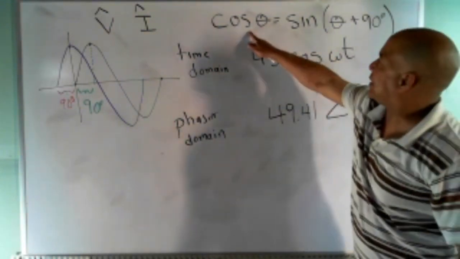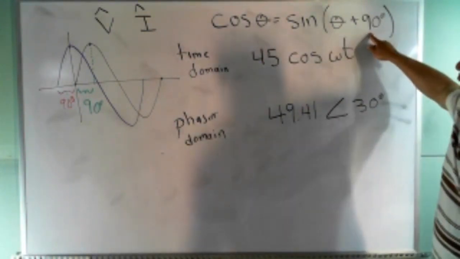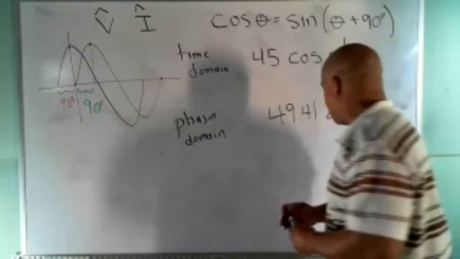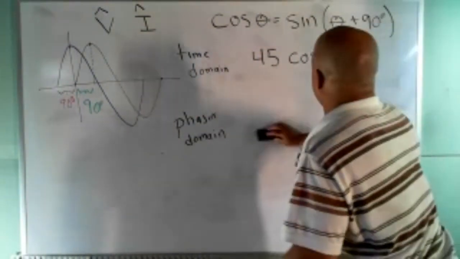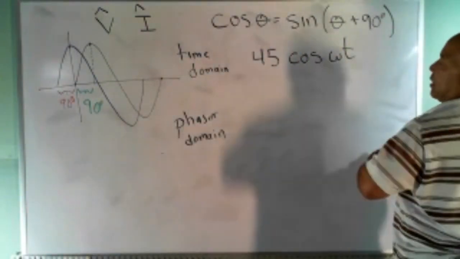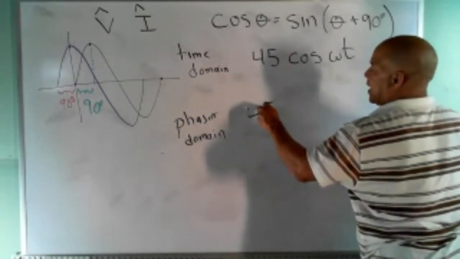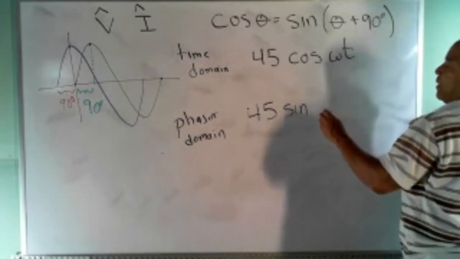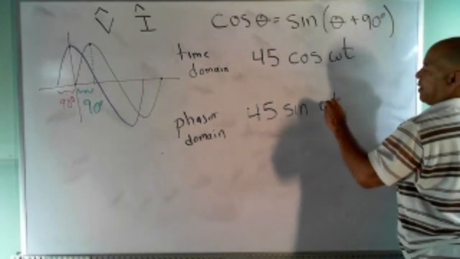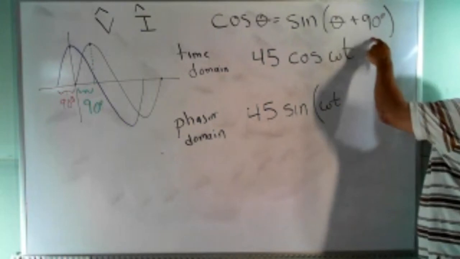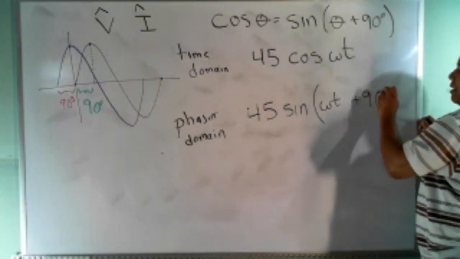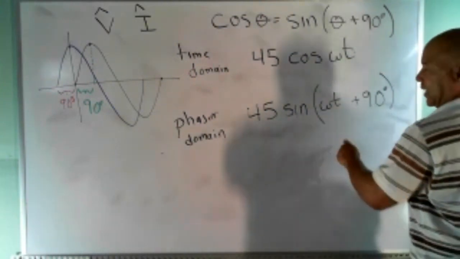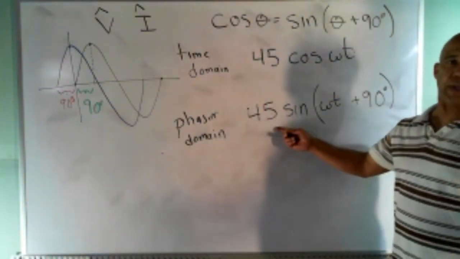Okay, so cosine theta is sine of theta plus 90 degrees. So given this, I want to change it to a sine, and then I want to change it to phasor domain. So if I apply that, I'm going to write 45 sine. My theta here is the omega t. But to convert it to a sine, I got to add 90 to it, so plus 90. So this is equal to that as a cosine, as a sine wave. And once I get it like that, then I can put it in phasor domain pretty easily.